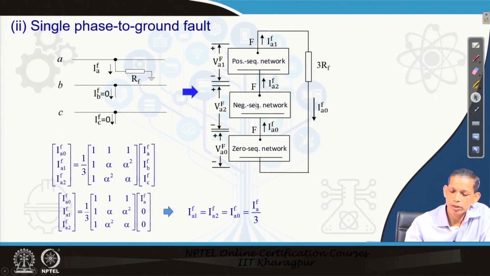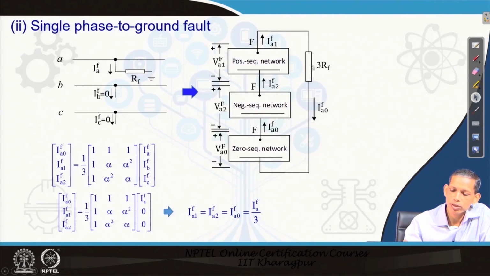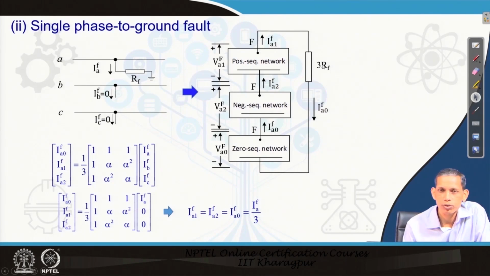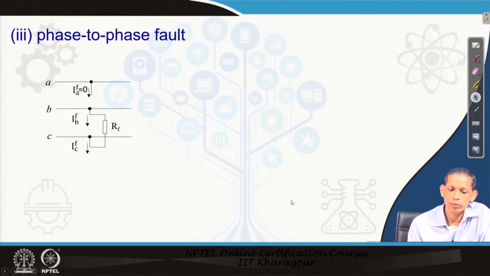And so this connection diagram becomes this. Now note that the corresponding zero sequence component happens to be there for all the three phases, and therefore, to compensate for this, the corresponding RF becomes equal to 3 into RF. So this is the corresponding sequence diagram for this fault.